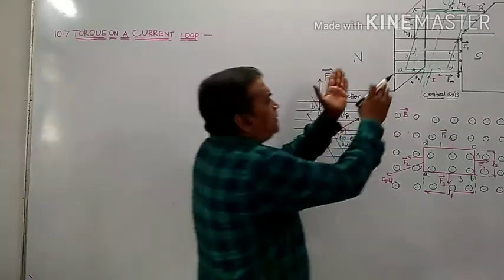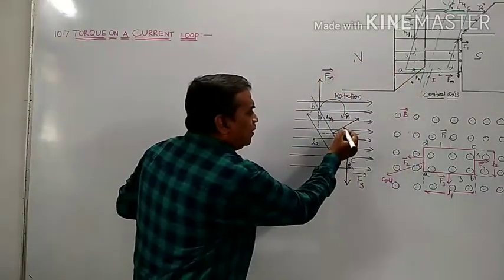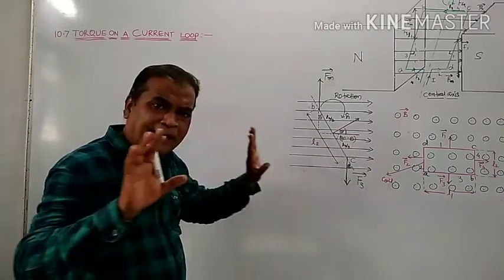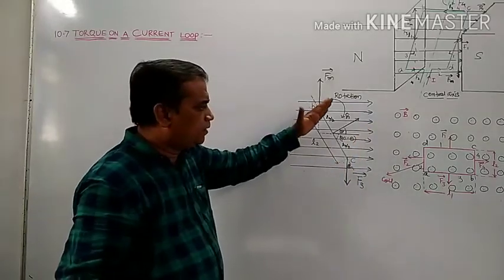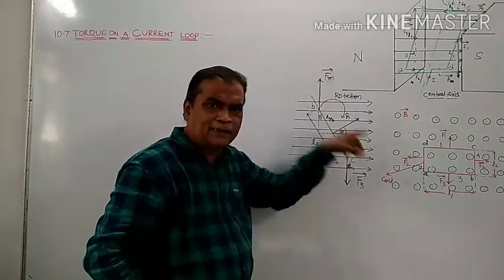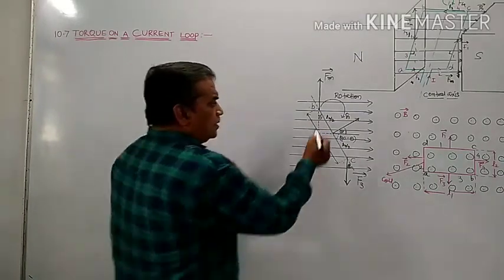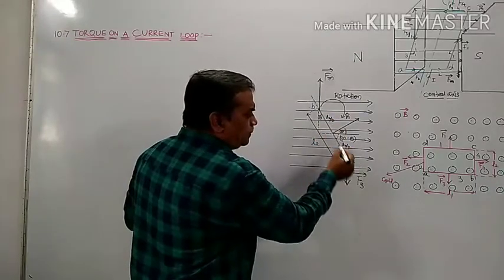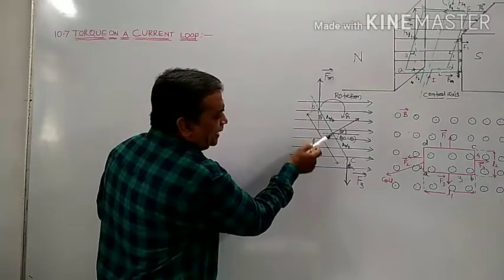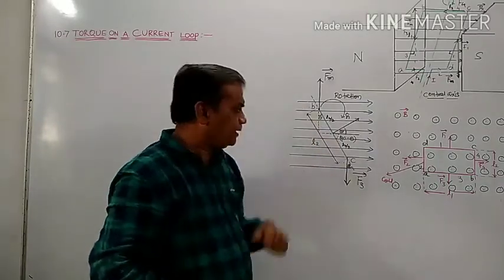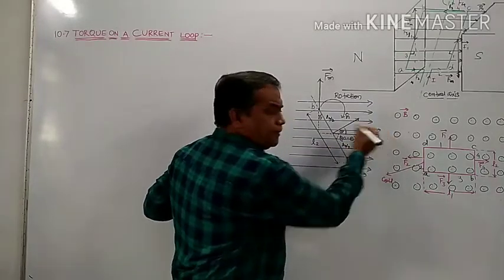It means if this coil is rotated slightly through an angle theta, the normal to the plane of the coil rotates through an angle theta. Through an angle theta means the angle between the length of segment BC and the direction of magnetic field. See here, this green line represents segment BC. This line will represent the direction of magnetic field B.